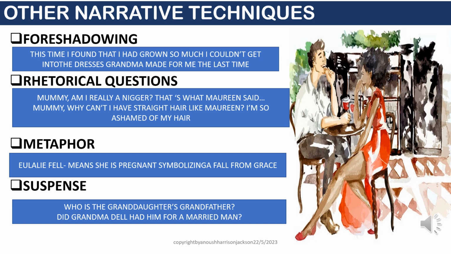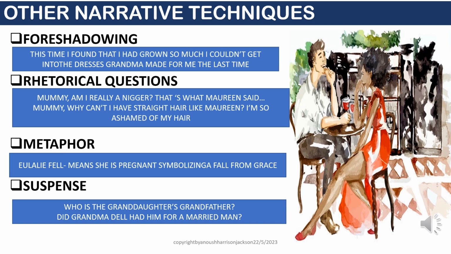Then you have the rhetorical questions. The rhetorical questions emphasize that the child is confused about her identity and where she fits in and where she belongs. "Mummy, am I really a nigger?" That's what Merlene said. "Mummy, why can't I straighten my hair like Merlene? I am so ashamed of my hair." So the whole idea of confusion, because she's exposed to these two worlds, and so she constantly has questions for her mother regarding what to accept, what to reject, and all.